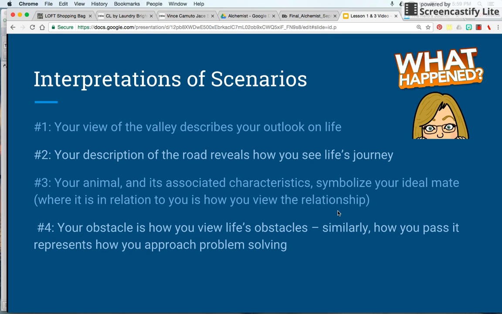Second scenario, your description of the road that you come upon reveals how you see life's journey. Is it bumpy and hard? Is it smooth and easy? So on and so forth.